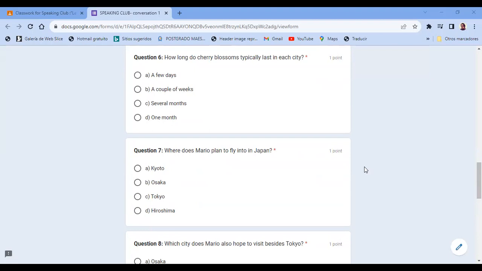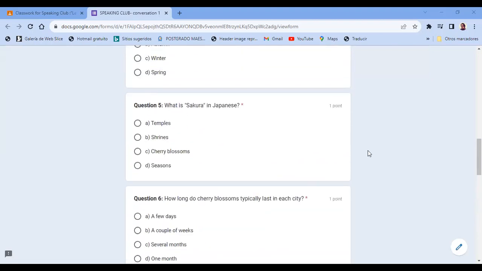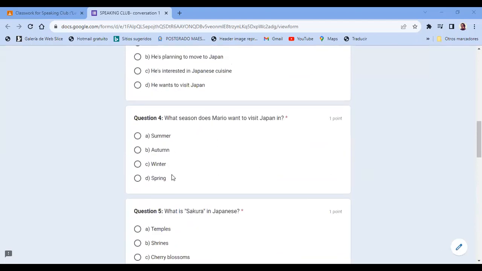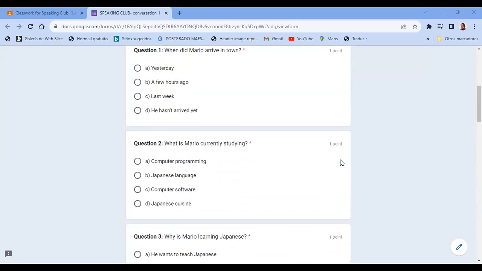Also, we're going to start using a strategy for the TOEFL test here. Let's imagine that this listening was for the TOEFL test, okay? In the TOEFL test, usually you have like 4 or 5 answers in each question. A very good strategy is, let's work with question number 2. It says, what is Mario currently studying? All right. And you get like 4 answers.